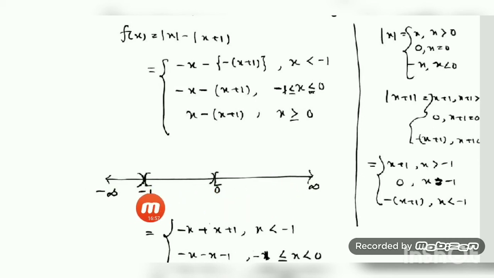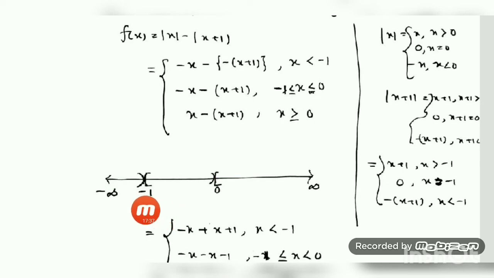For one part I'll write down for less than minus 1. So for less than minus 1, let us see what is the modulus of x value. Obviously less than minus 1 means less than 0, and for less than 0 it is defined by minus x. For less than minus 1 also it is defined by minus x. So modulus of x takes the value minus x. Now decide what is the value of modulus of x plus 1. For less than minus 1, modulus of x plus 1 is defined by minus of x plus 1. And this is done for x less than minus 1.